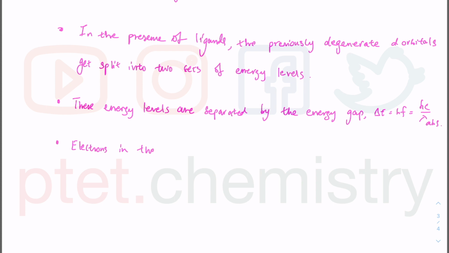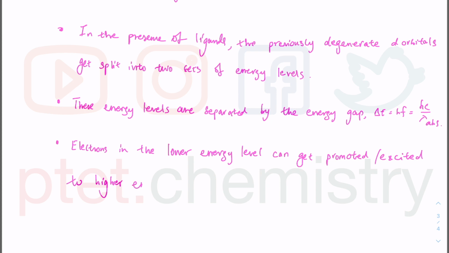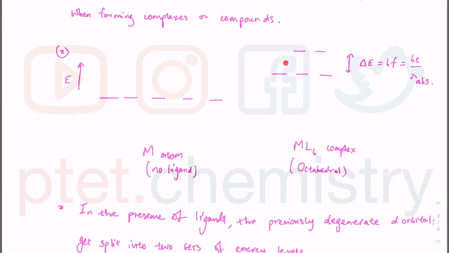in the lower energy level can get promoted, or they can get excited, promoted or excited to the higher energy level by absorbing visible light. So visible light refers to those light photons in the visible light region. By absorbing visible light, and you cannot occupy all those empty spaces in between.